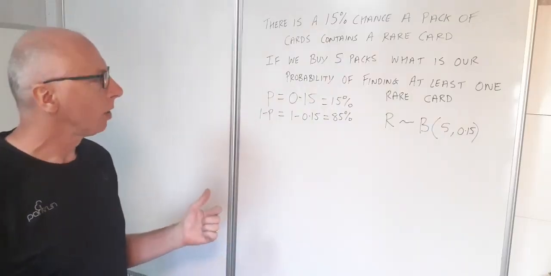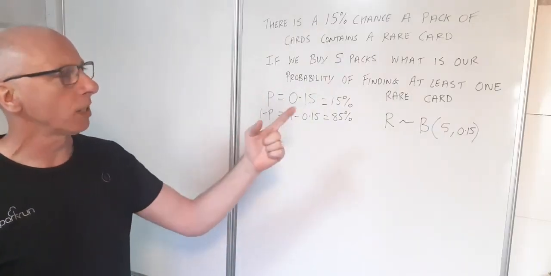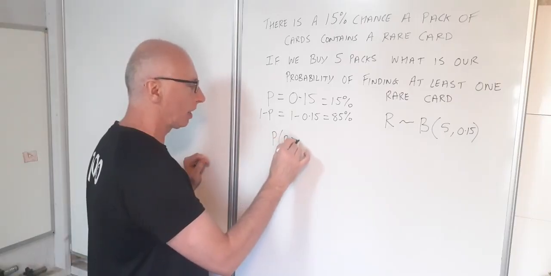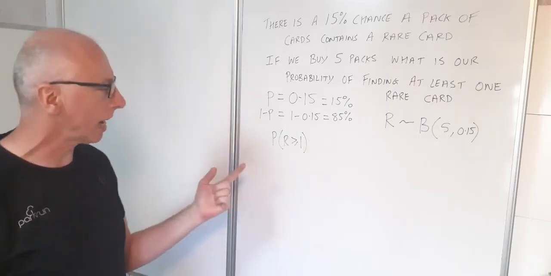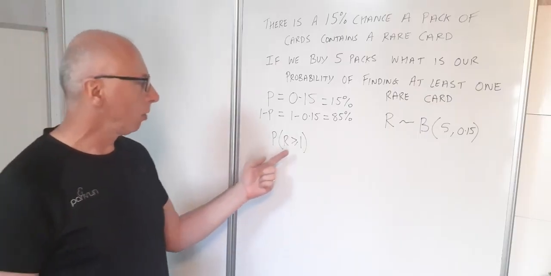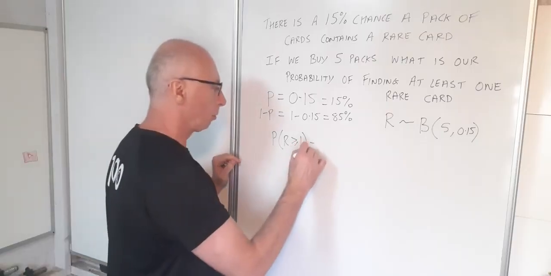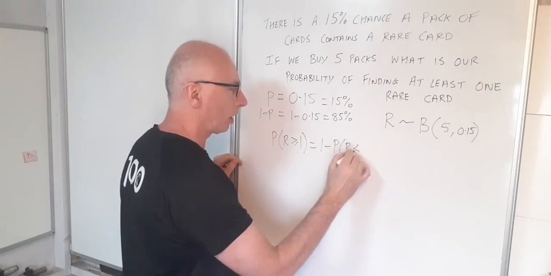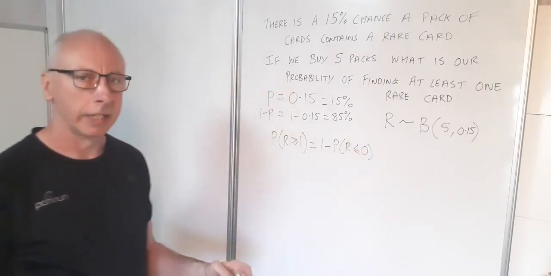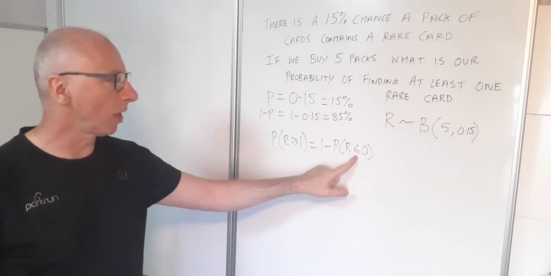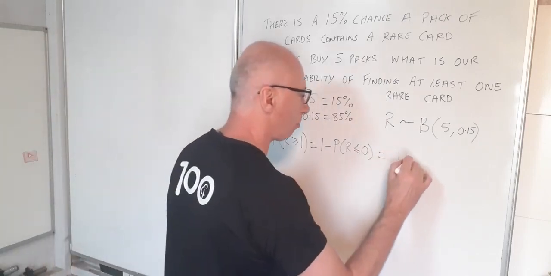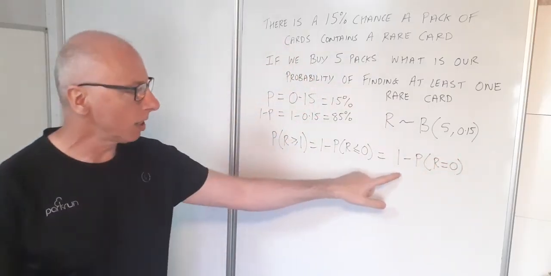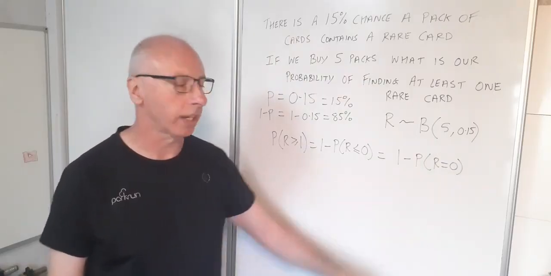So with that now, we want to find out what's the probability of finding at least one card. So we want the probability that R is greater than or equal to 1, and obviously that's out of 5. Now, the other way to write this would be 1 minus the probability R is less than or equal to 0. Now, as 0 is the least we could find, we can also write that as 1 minus the probability R equals 0. This is a slightly easier calculation to take care of.